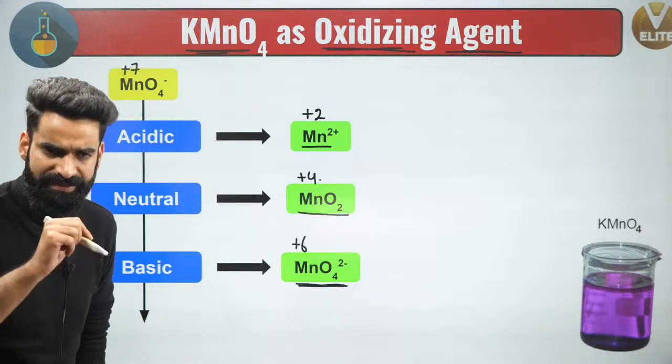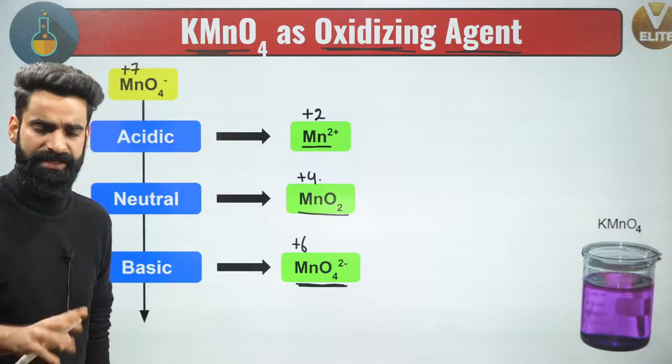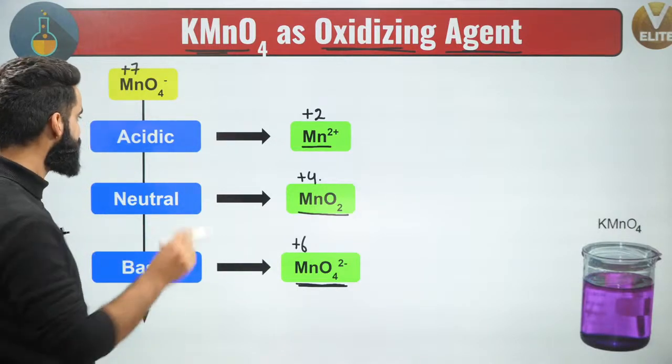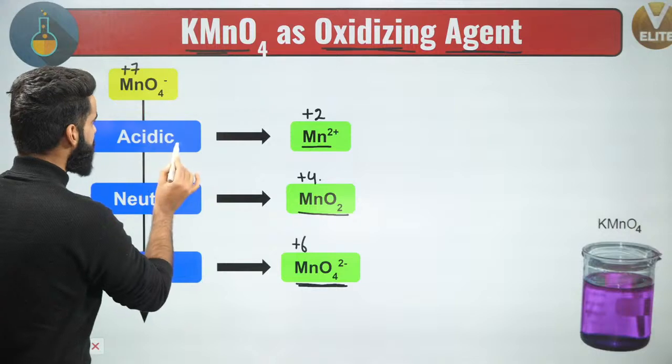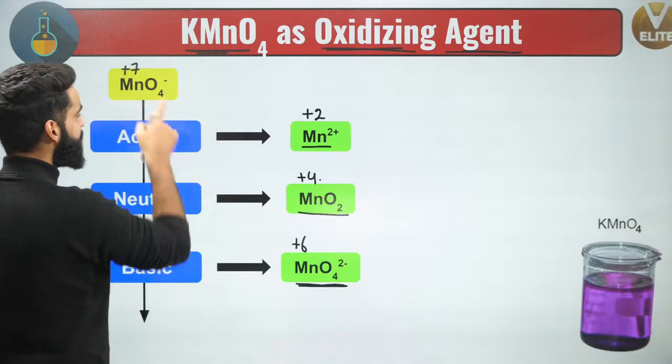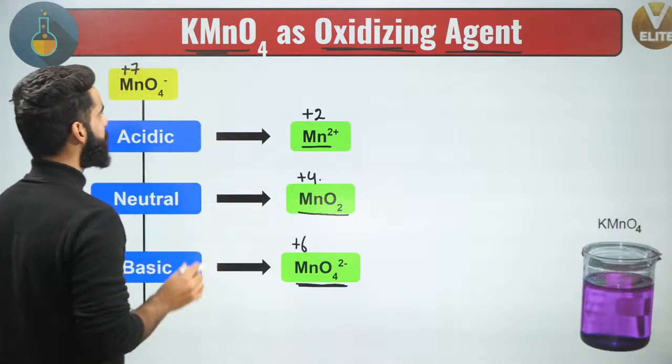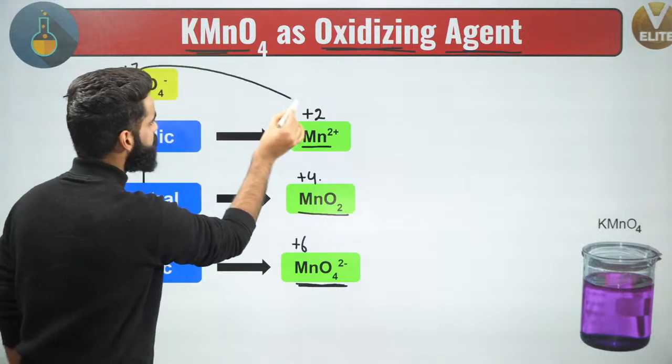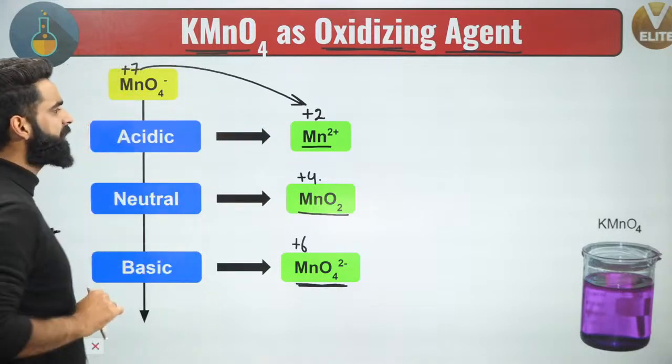Exactly. The medium will be given to us. Understand what I'm going to say. In acidic medium, the oxidation state of Mn is changing from +7 to +2.